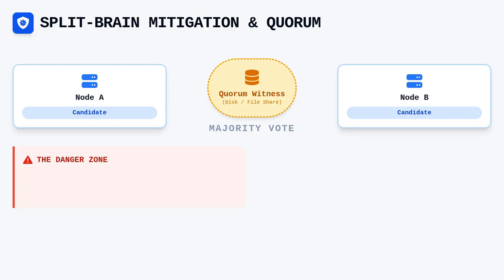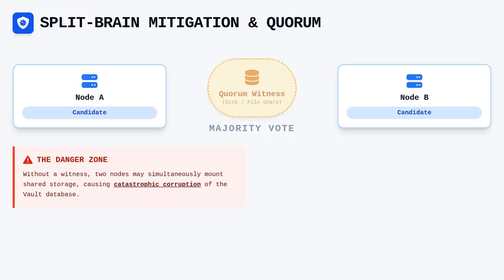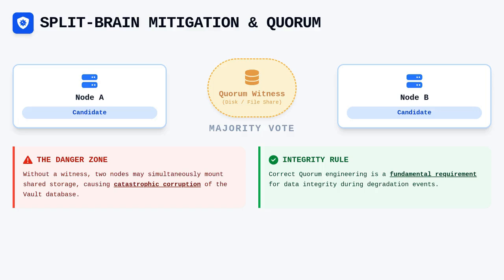To mitigate the risk of split brain, we implement quorum configurations, which provide a tie-breaking mechanism when node communication is severed. A quorum witness, such as a disk-based or file share witness, allows the cluster to establish a majority vote on which node maintains legitimate control. In a two-node cluster, without a witness, the risk of both nodes attempting to mount the shared storage simultaneously could lead to catastrophic corruption of the vault database. Engineering the quorum correctly is therefore not merely a best practice, it is a fundamental requirement for the maintenance of data integrity during degradation events.